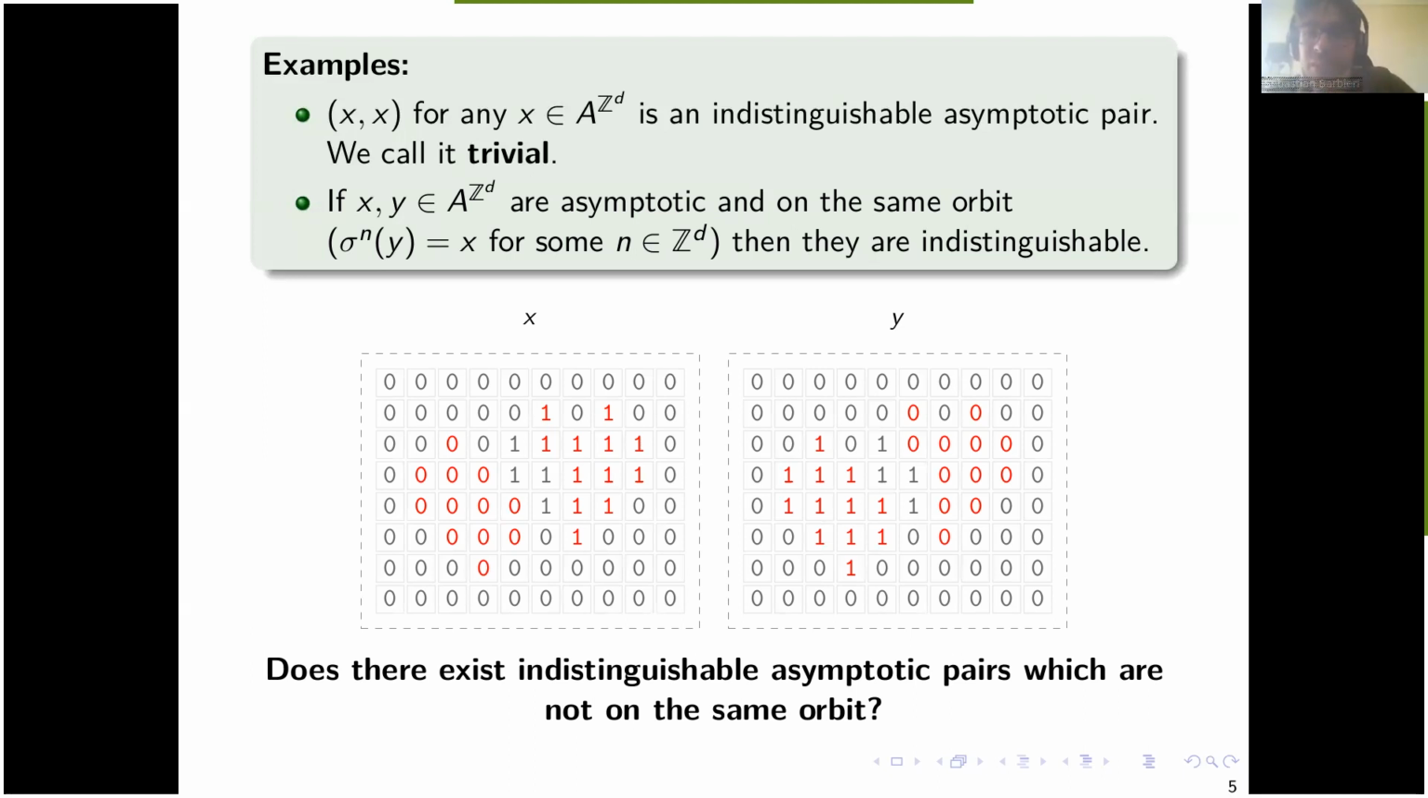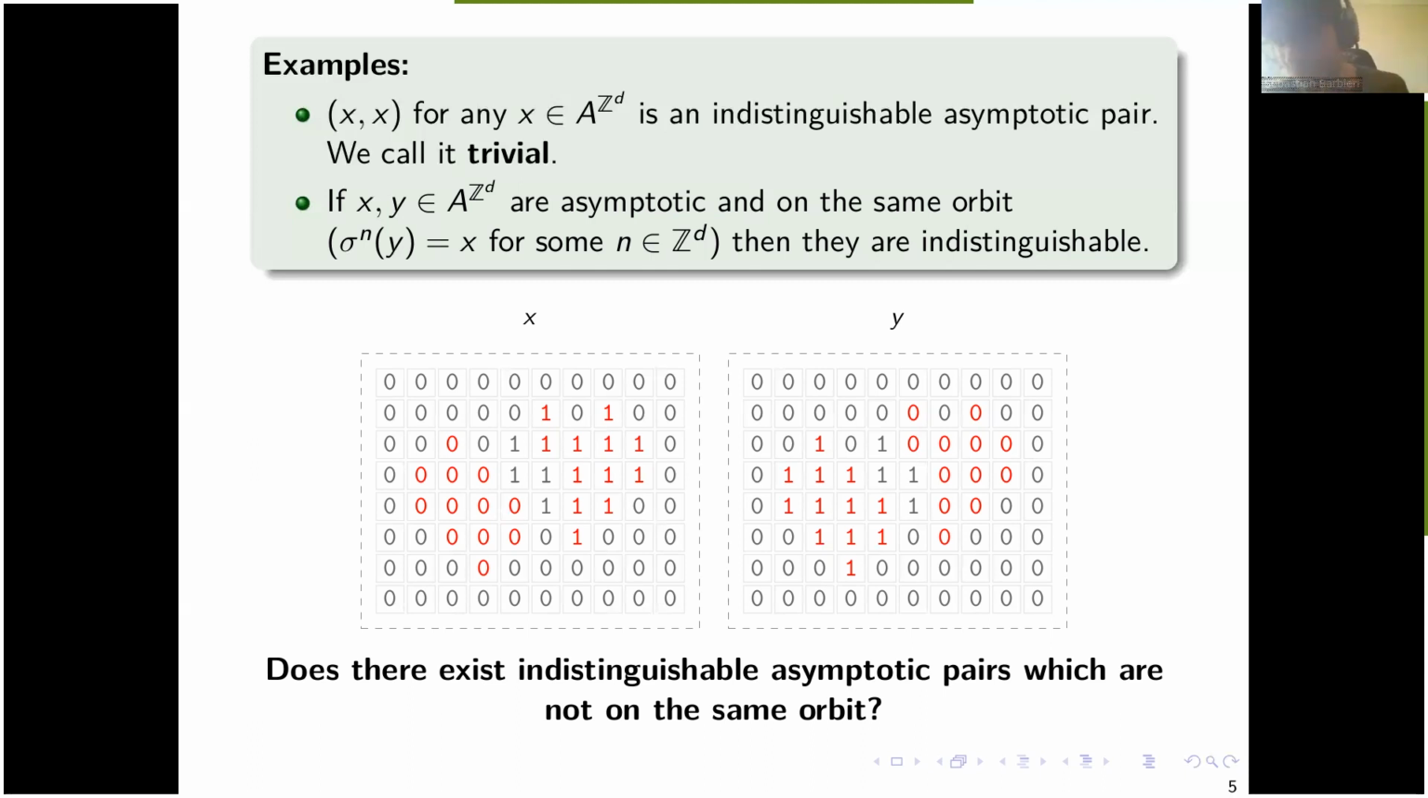And a few years ago, I think it was during 2019, I started looking at the question whether there are any indistinguishable asymptotic pairs which are not on the same orbit. I was just asking this question for configurations in Z. Can I find an indistinguishable asymptotic pair where both configurations are not on the same orbit? Well, it's a little bit hard to get the right answer.